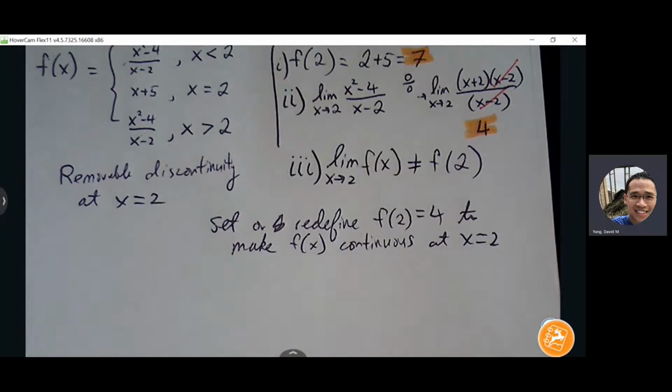So we redefine f of 2 equals 4. So basically, we rewrite that first statement to allow for that hole to be filled in. So if it is truly a removable discontinuity, all it takes is that one minor adjustment. It's only 1 point away from achieving continuity.